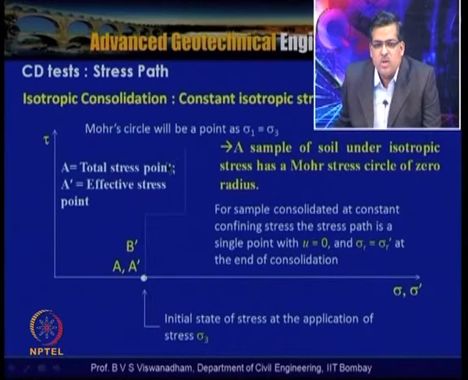A is nothing but the total stress point, and A dash is nothing but the effective stress point. Here, for the sample consolidated at constant confining stress, the stress path is a single point with u equal to 0, and sigma R equal to sigma R dash at the end of consolidation. So this is the initial state of stress at the application of the stress sigma 3.